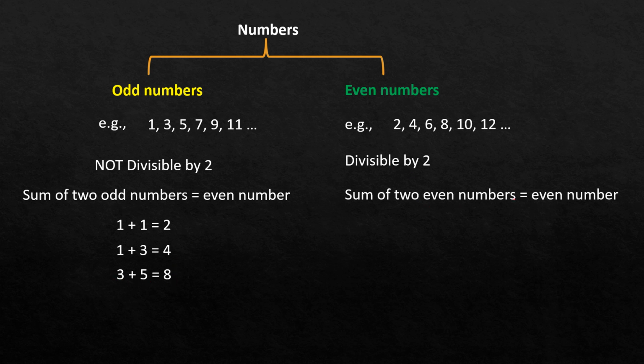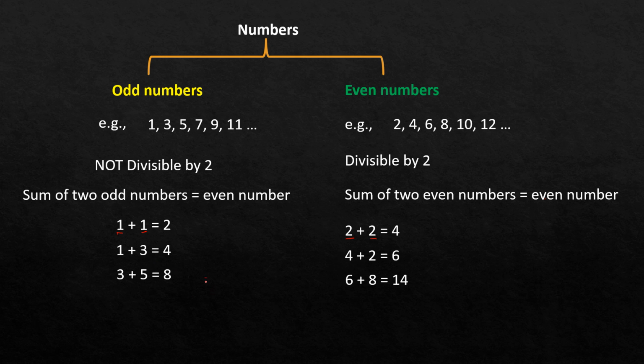Similarly, the sum of 2 even numbers also gives you an even number. 2 plus 2 is 4, 4 plus 2 is 6, 6 plus 8 is 14, and so on. So remember, the sum of 2 odd numbers or the sum of 2 even numbers, that is, both numbers are of the same type, odd and odd, or even and even, then the result is an even number.